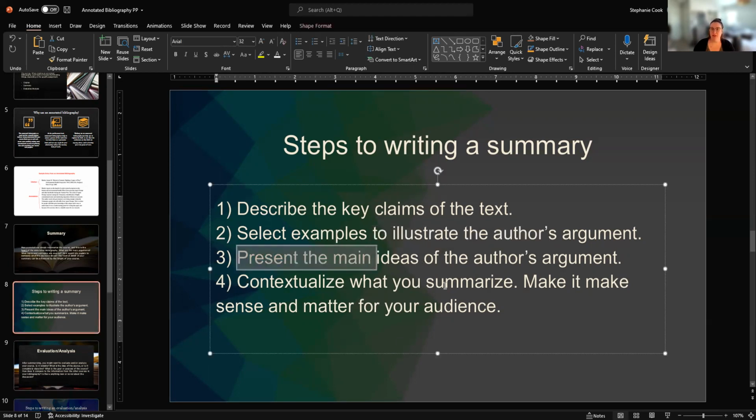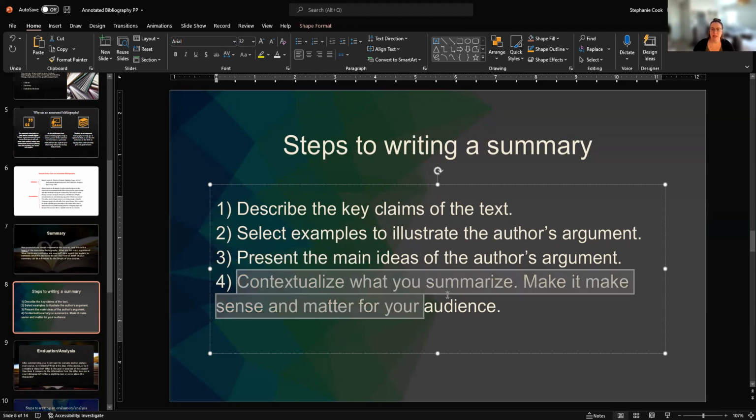The main idea might be different than the claim. They might have a claim and then 2 or 3 main ideas backing up that claim, and then 2 or 3 examples in each main idea. It's all going to depend on the structure of the paper that you read. So read it with purpose and think about how your author is organizing their information.